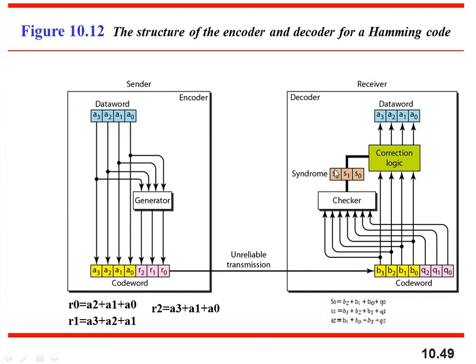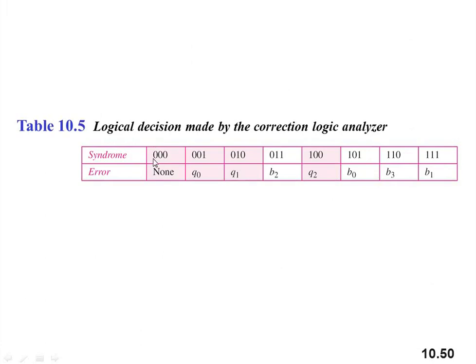So if the syndrome received is 0, 0, 0, then there is no error in that and the data is accepted as it is, else there is a problem with the data, it is not accepted, the data is discarded. Okay, now this is what the syndrome is. So if the generated syndrome is 0, 0, 0, there is no error.